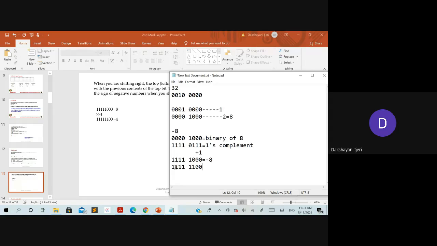Then what needs to be filled over here? As I told you, for the right shifting, this position is going to be filled with the value at the previous one. If it is 0, it will be filled with the 0. If it is 1, it is filled with the 1 over here. Is it correct? Yes? Yes, ma'am.